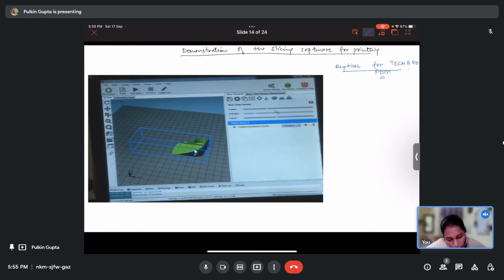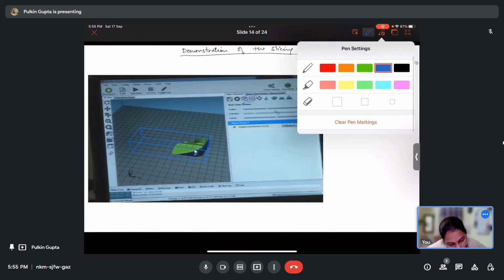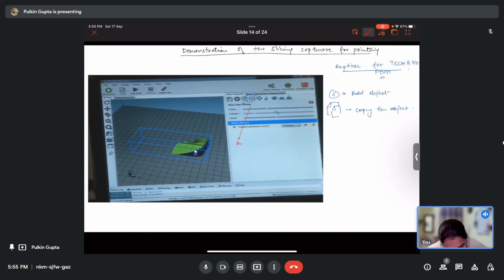This plus sign was to add the object. This symbol, which you can see, was to copy the object, so you can make 2, 3, 4 or n number of copies that can fit the bed. This was the auto position. Using this button, it will position the objects in such a manner that it minimizes the nozzle travel path.